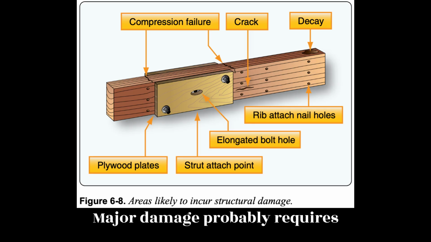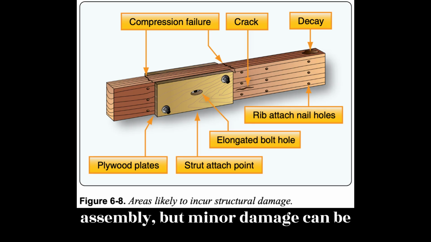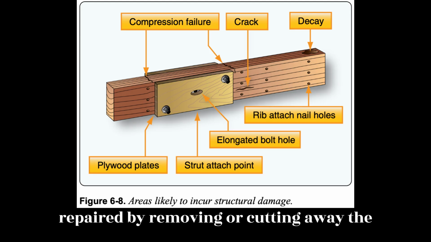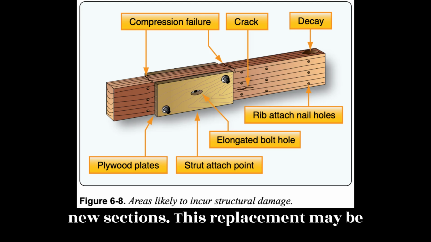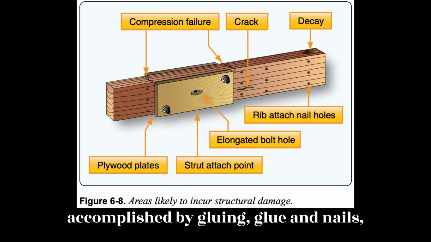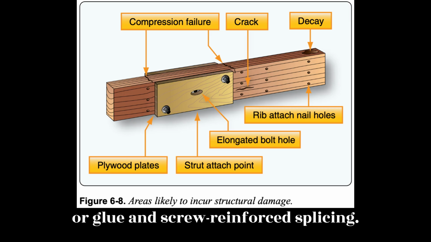Major damage probably requires replacement of the entire damaged assembly, but minor damage can be repaired by removing or cutting away the damaged members and replacing them with new sections. This replacement may be accomplished by gluing, glue and nails, or glue and screw reinforced splicing.